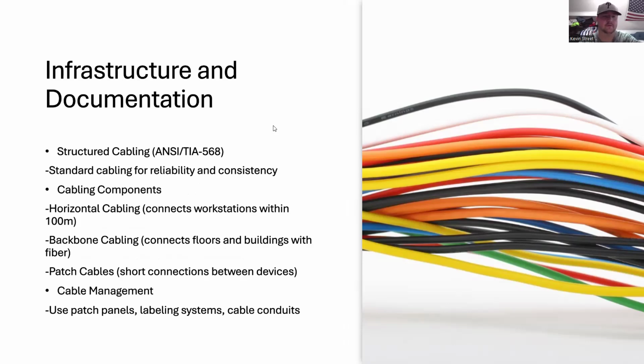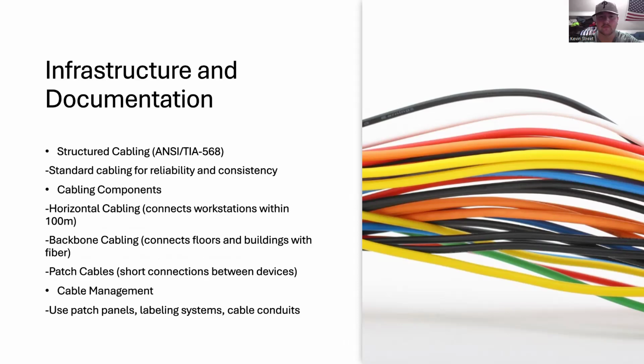The second chapter was all about infrastructure and documentation. Structured cabling is ANSI/TIA 568. That is the standard cabling for reliability and consistency. Different cabling components are horizontal cabling, which connects workstations within 100 meters. Backbone cabling connects floors and buildings with fiber. And patch cables are short connections between these devices.